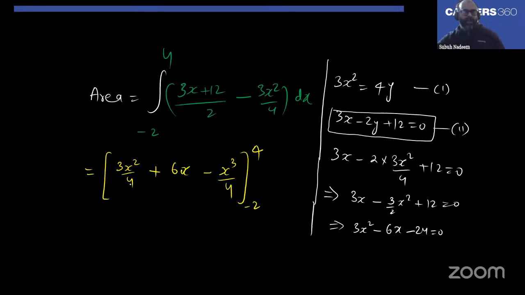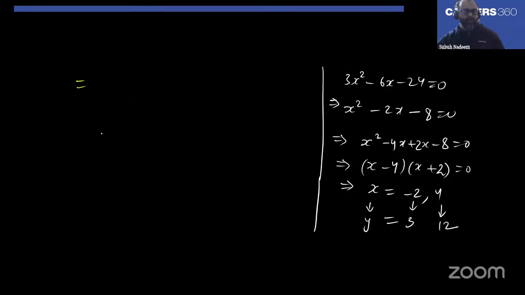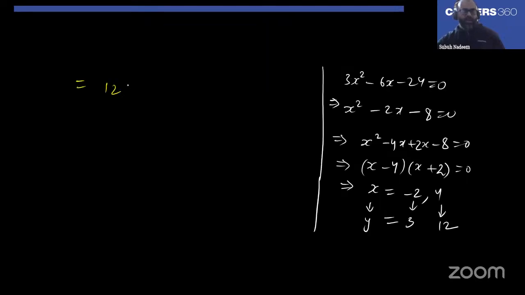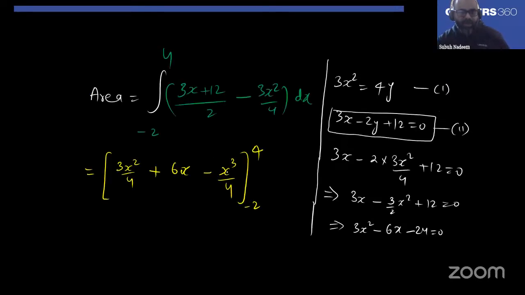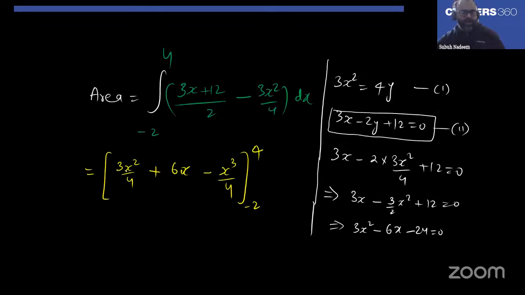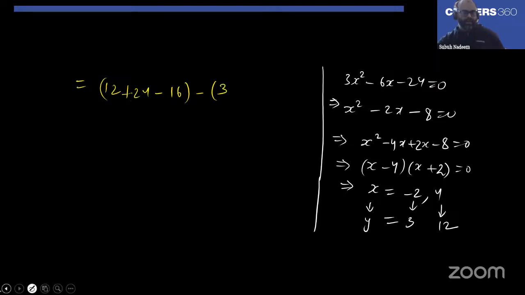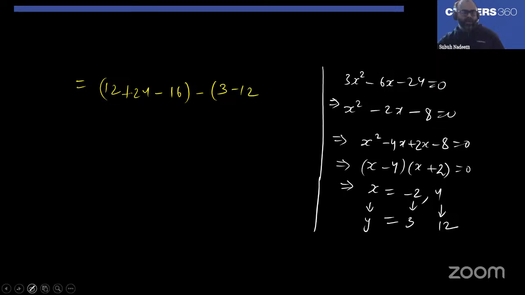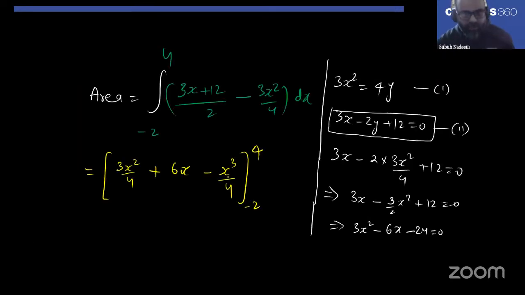Now when we put 4 here, what do we get? 3 into 16 by 4, that will be 12. And 4 here will give you 24, and minus 4 here will give you 16 because 64 by 4 is 16. Minus, -2 here will give you 3, -2 here gives you minus 12, and -2 here will give you plus 2.